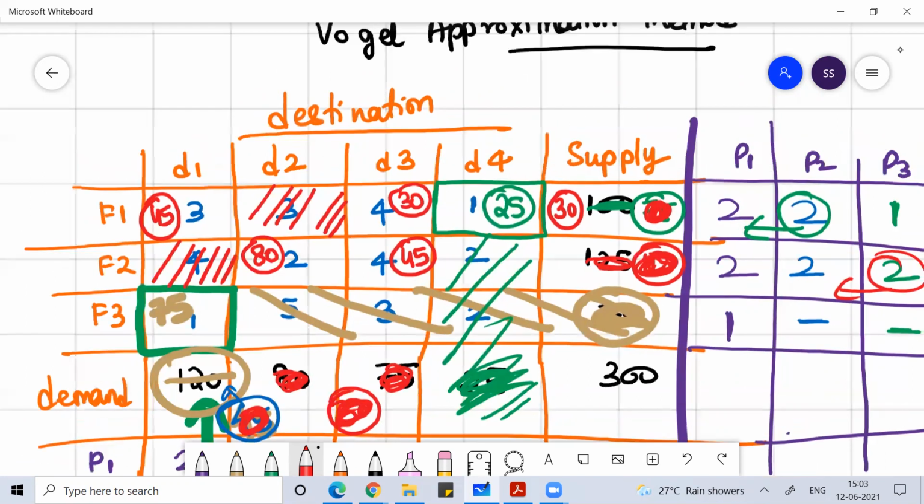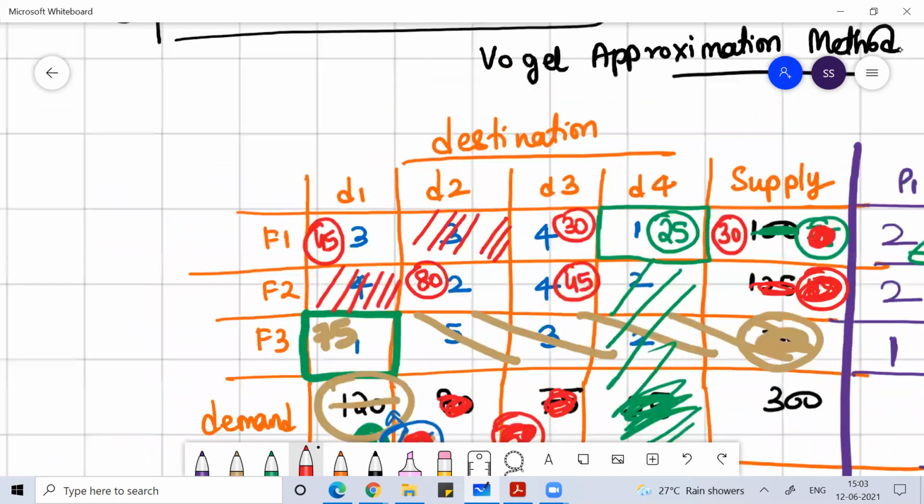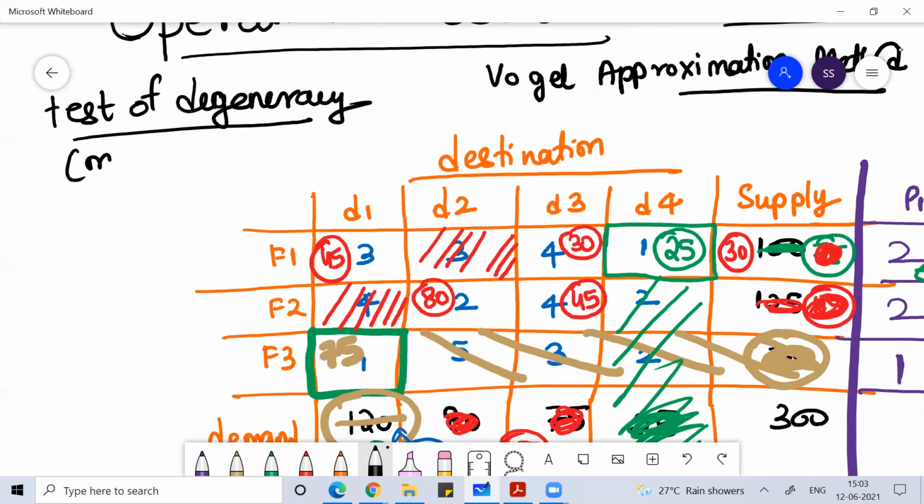Clear? If you want, you can do the test of degeneracy. Test of degeneracy, do you remember or did you forget? What was the test of degeneracy, guys? Never forget this. The test of degeneracy is the m plus n minus 1 rule, the number of allocations.